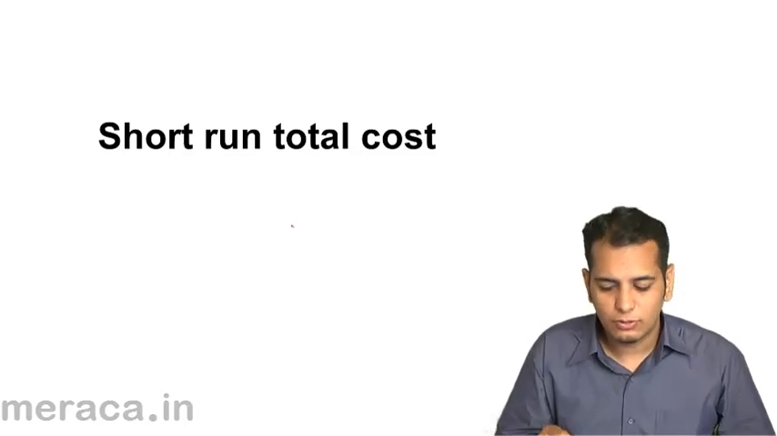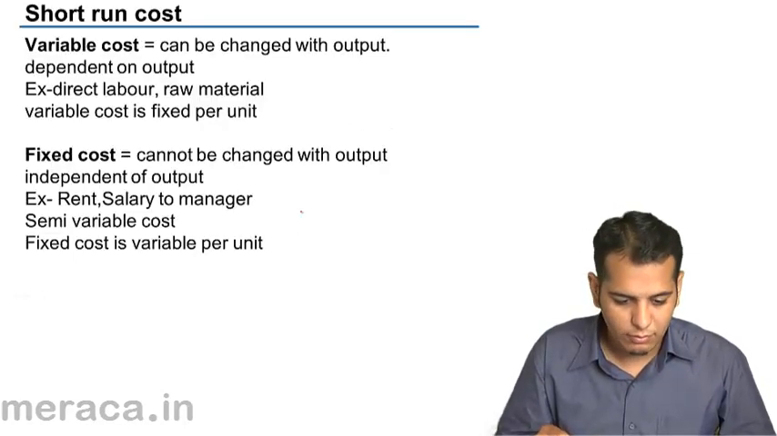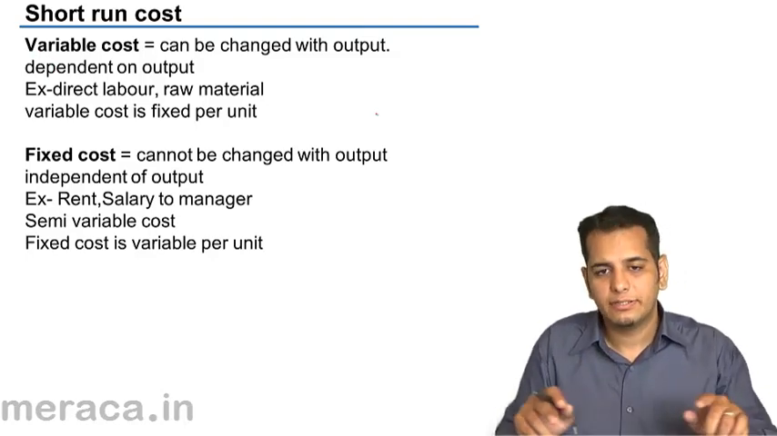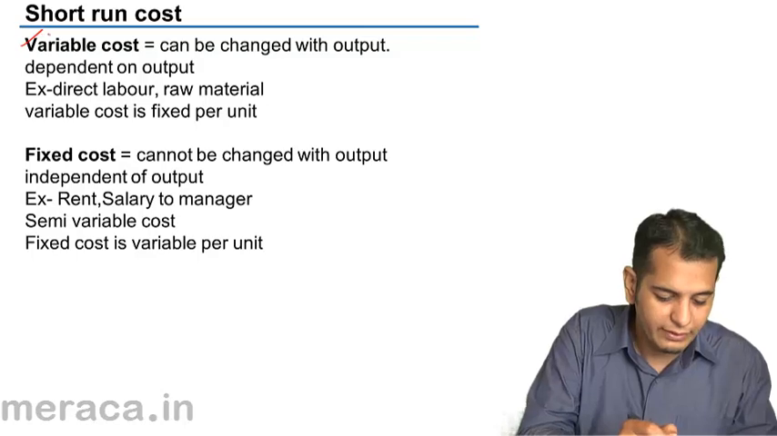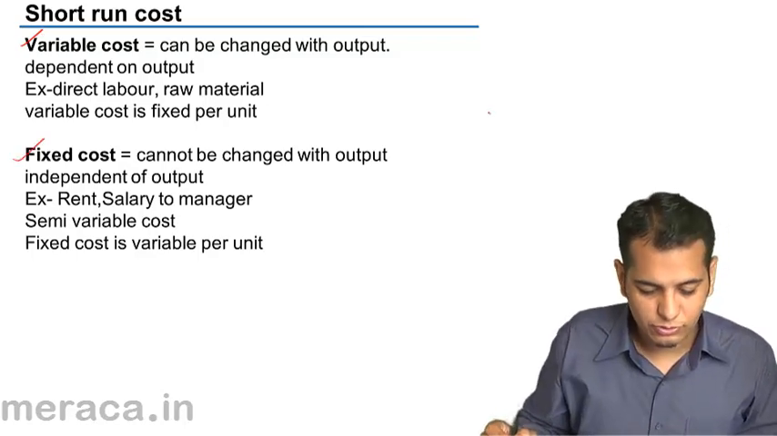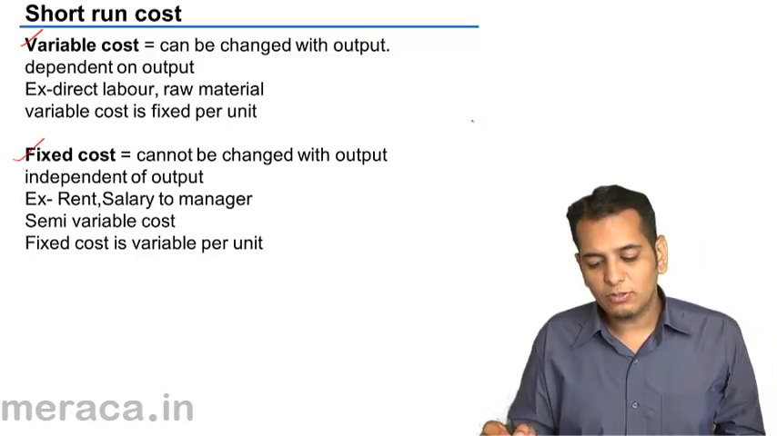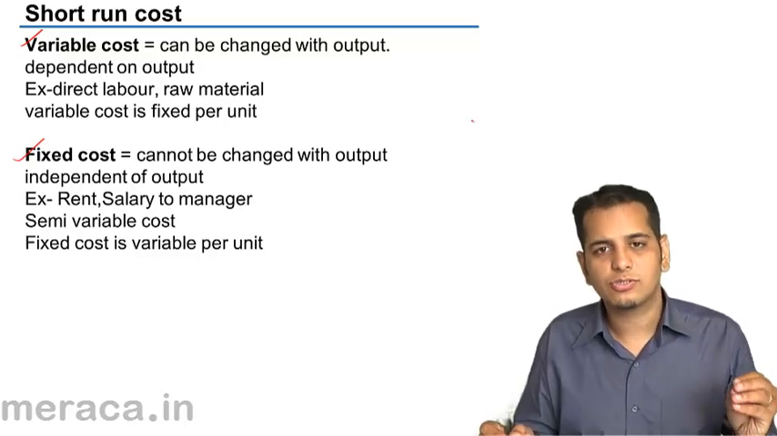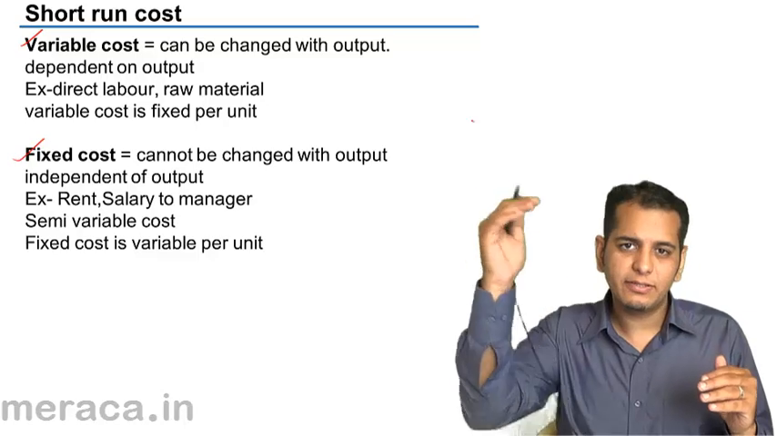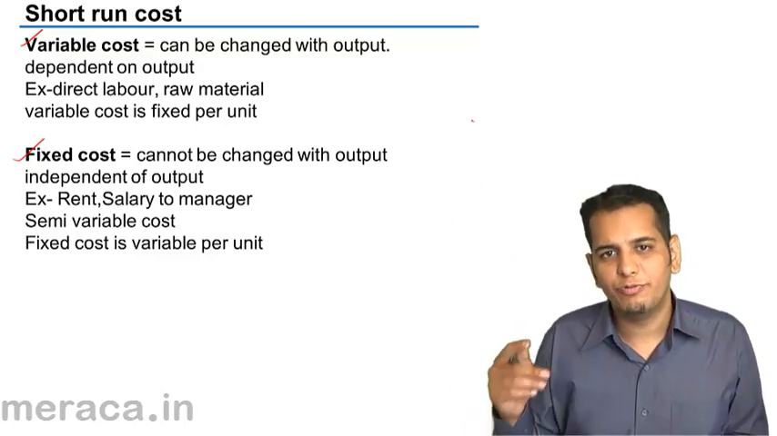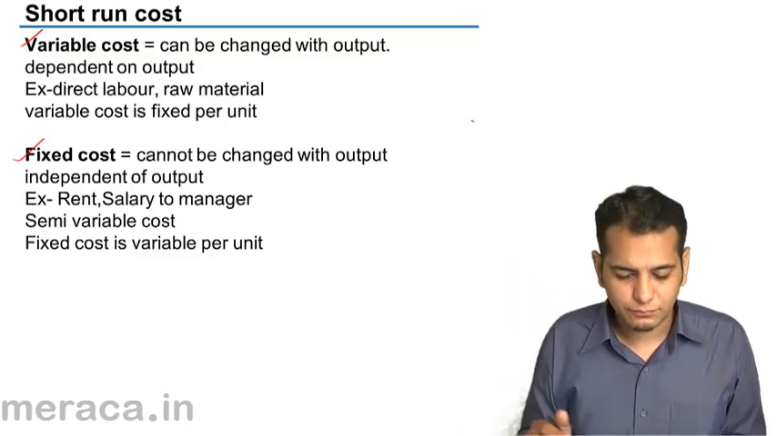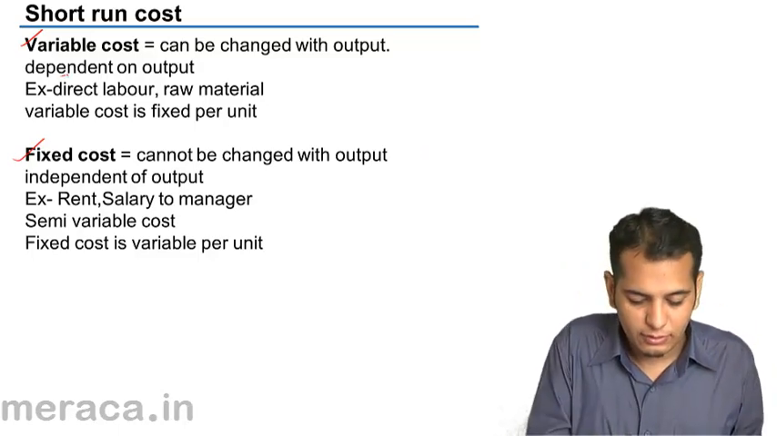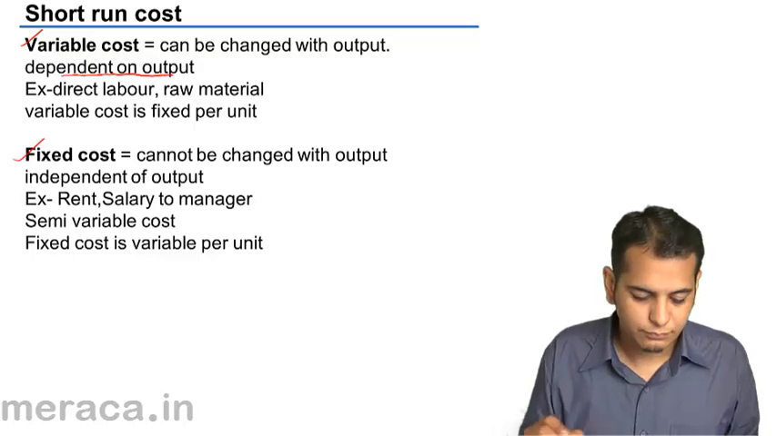Short run total cost. Short run cost has been divided into variable cost and fixed cost. Variable cost we have already studied. Variable costs are those costs which vary with the production level, which vary with the output. So variable cost can be said to be dependent upon the output.